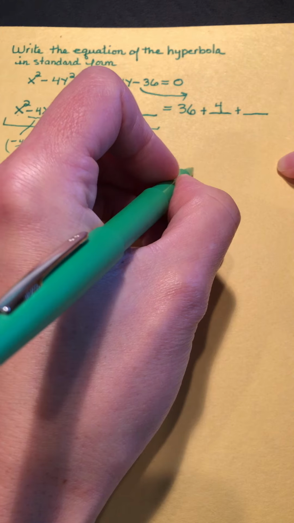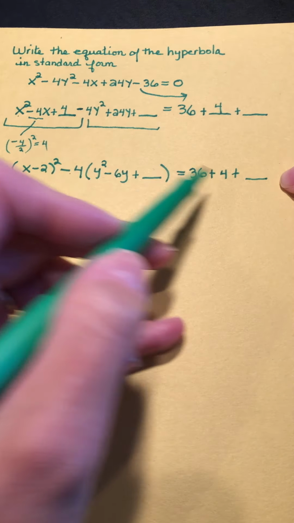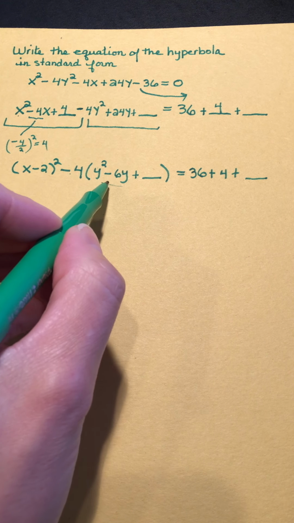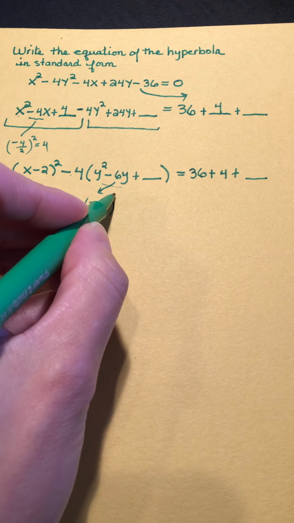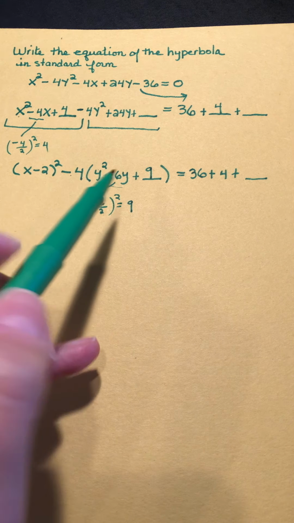Now let me just write 36 plus 4 plus blank, because I still need to fill that in. And I'm going to now complete the square just on the stuff in parentheses. So take the negative 6, divide by 2, and square it. What does that give me? That gives me 9. So I'm going to put a 9 here.